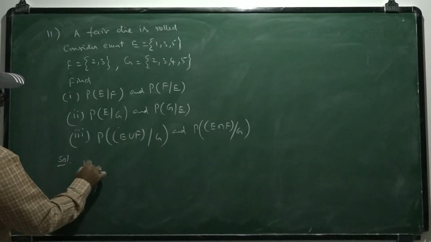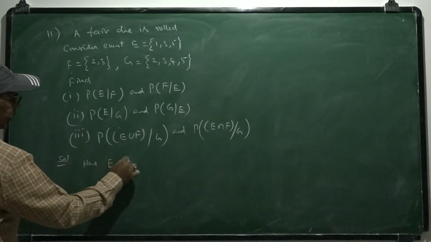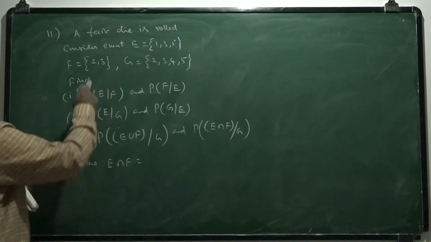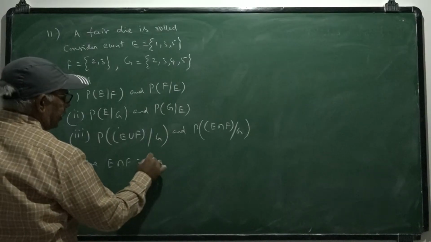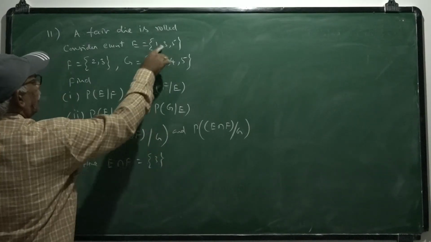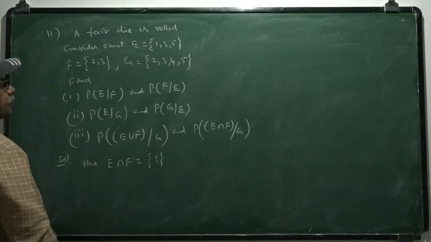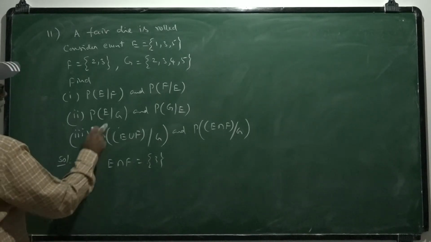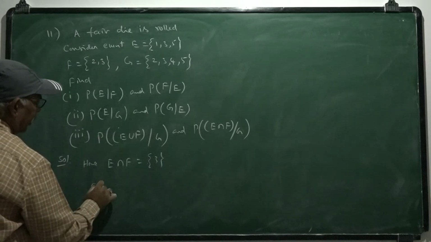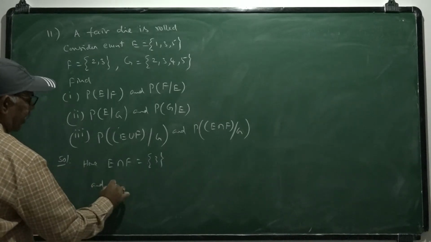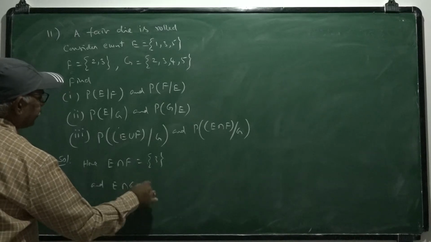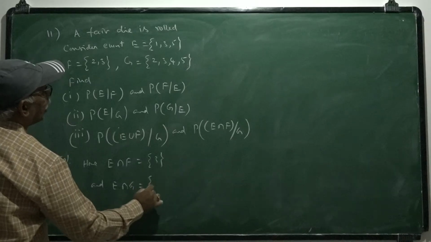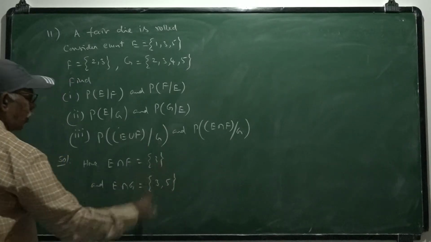Here, E intersection F, from the given data, E intersection F is 3. It contains only one common possible outcome. Okay. And E intersection G. E intersection G contains two possible outcomes.